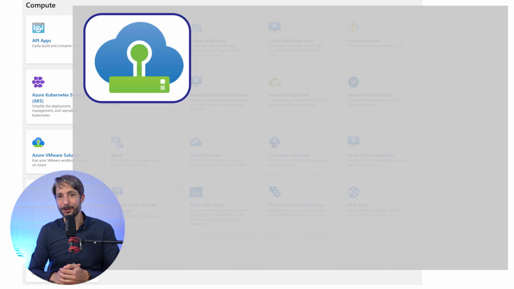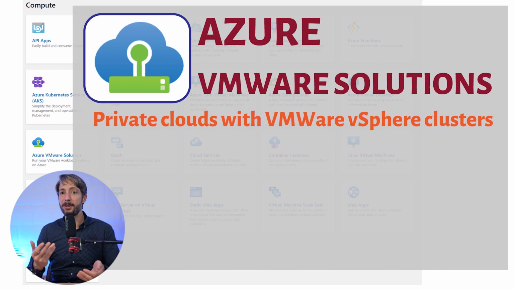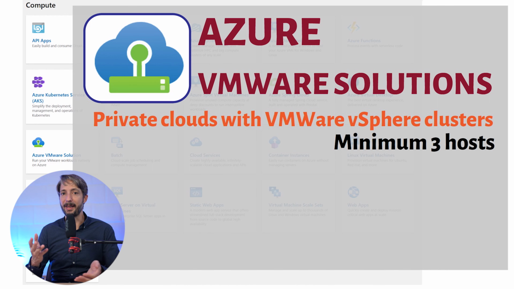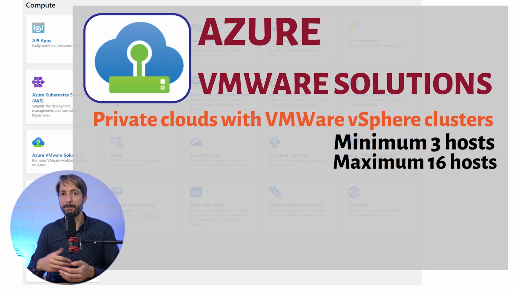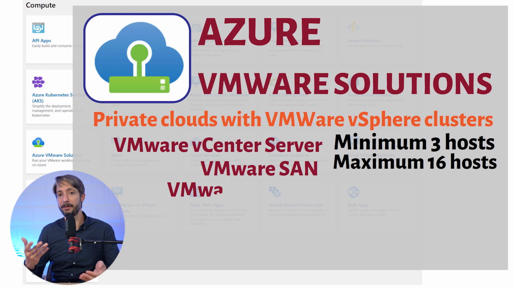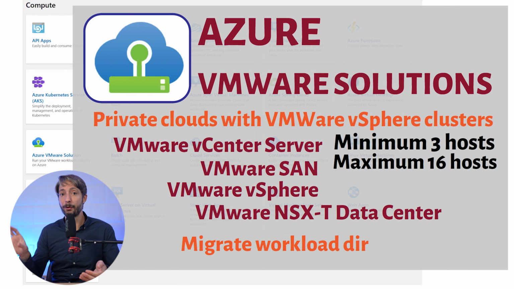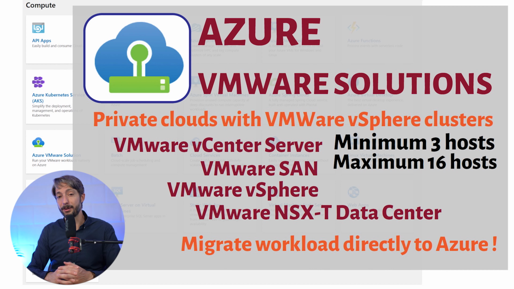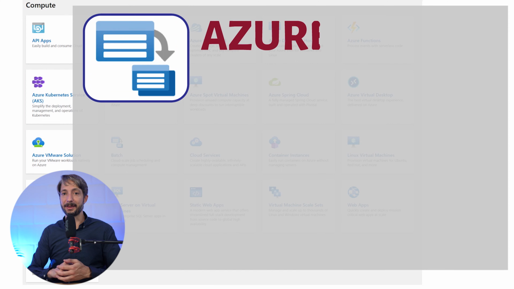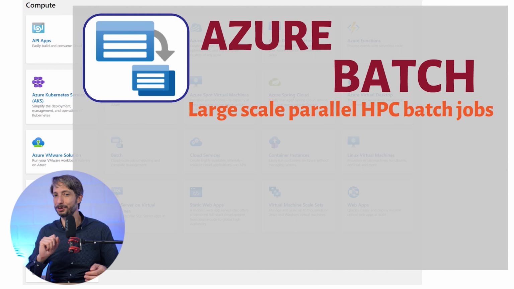Azure VMware Solutions are private clouds that contain VMware vSphere clusters built from dedicated Azure infrastructure. Minimal deployment here is 3 hosts, but can scale up to a maximum of 16 per cluster. The private clouds have VMware vCenter Server, VMware vSAN, VMware vSphere, and VMware NSX-T Data Center. This allows you to migrate workloads from your on-premises environment and deploy new virtual machines in Azure for your private cloud.